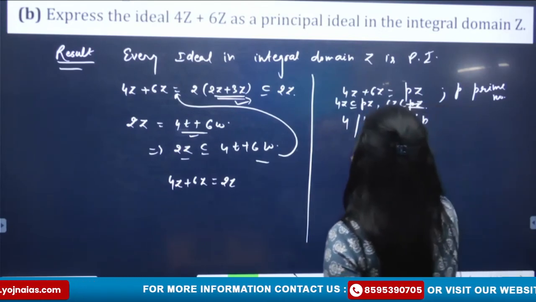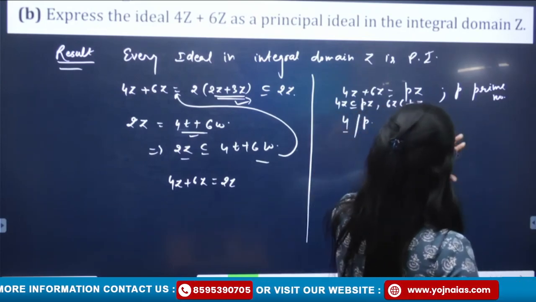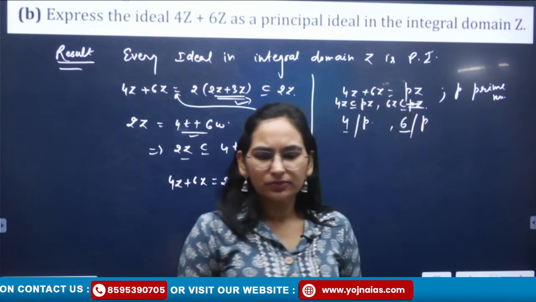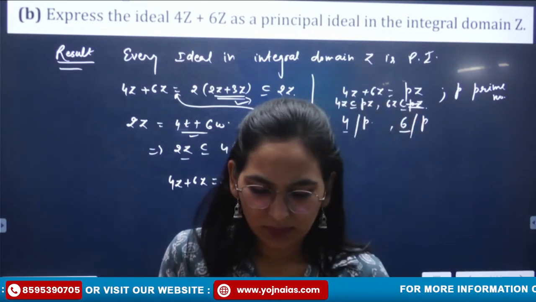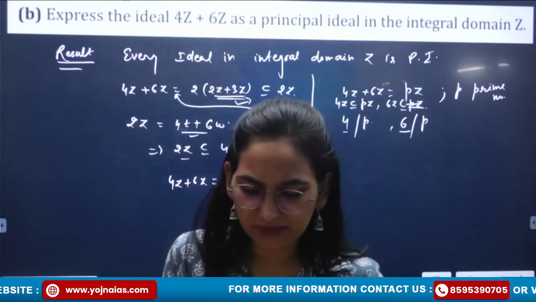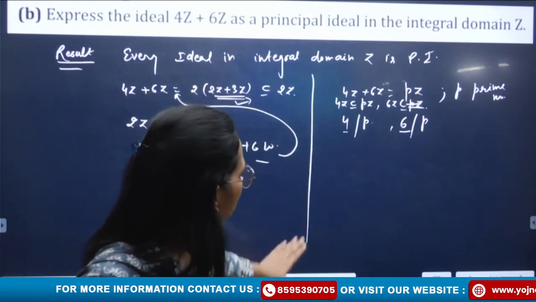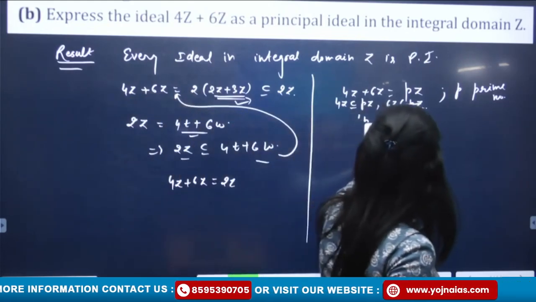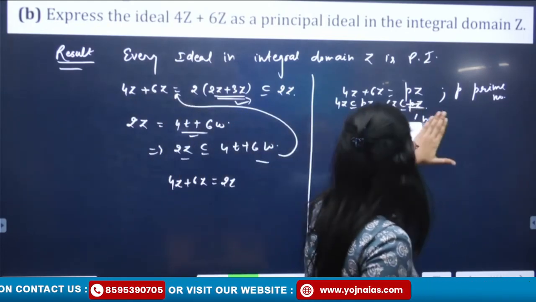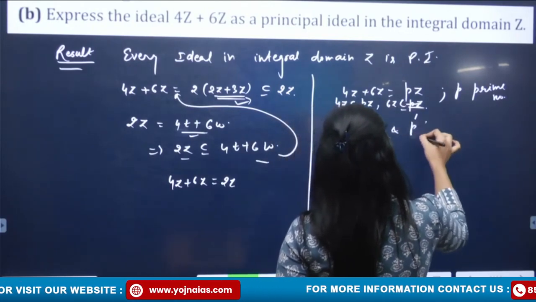What does that mean? If 4 divides p, 6 also divides p, that means 4 is a divisor of p. Here, 4Z is contained in pZ. We have reversed it, so p should divide 4Z. p is a divisor of 4 and p is a divisor of 6.